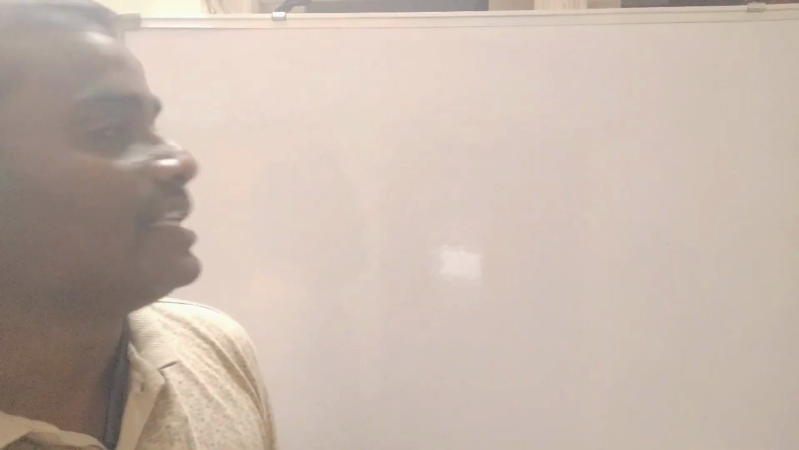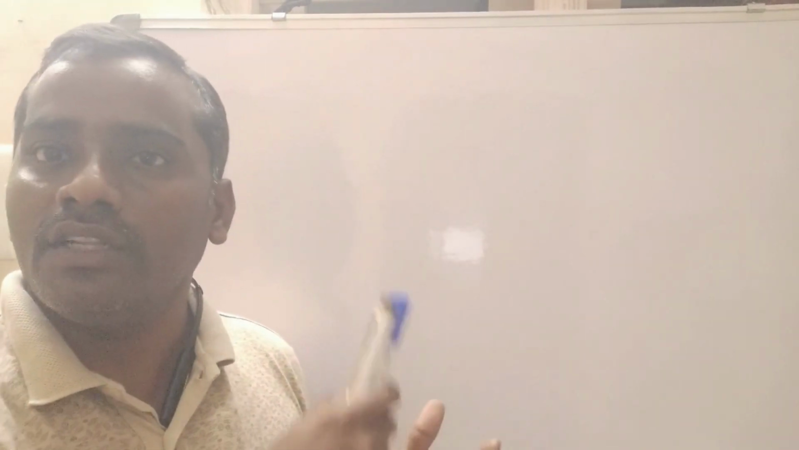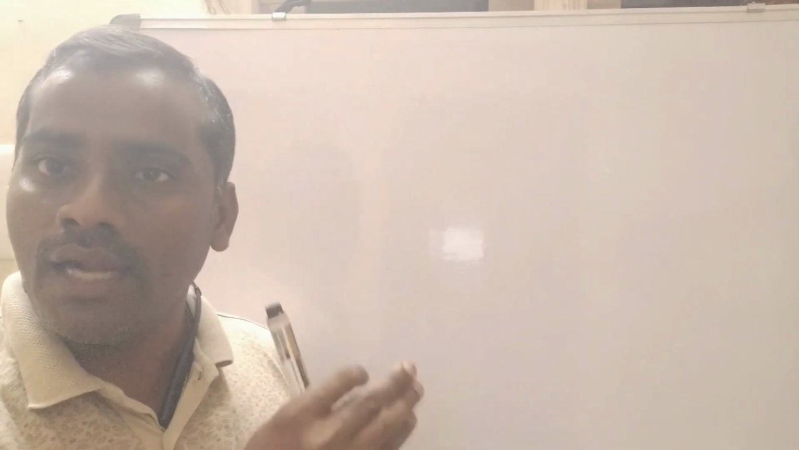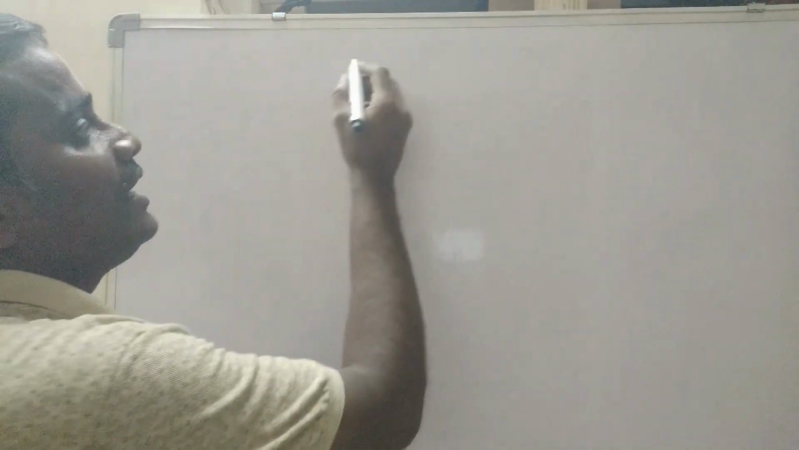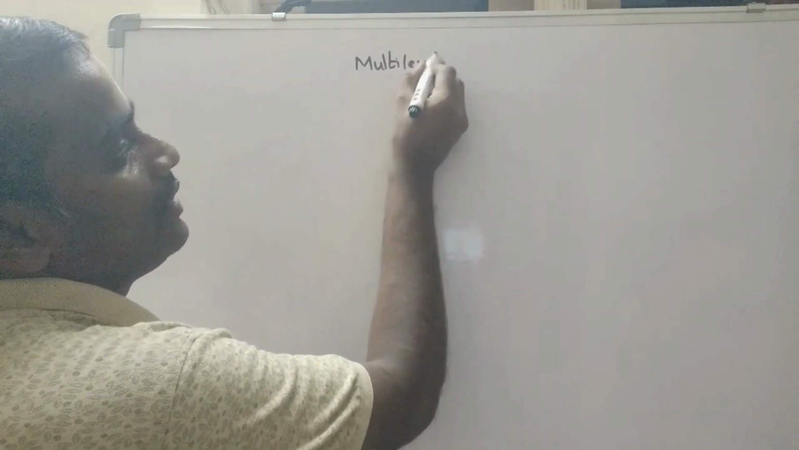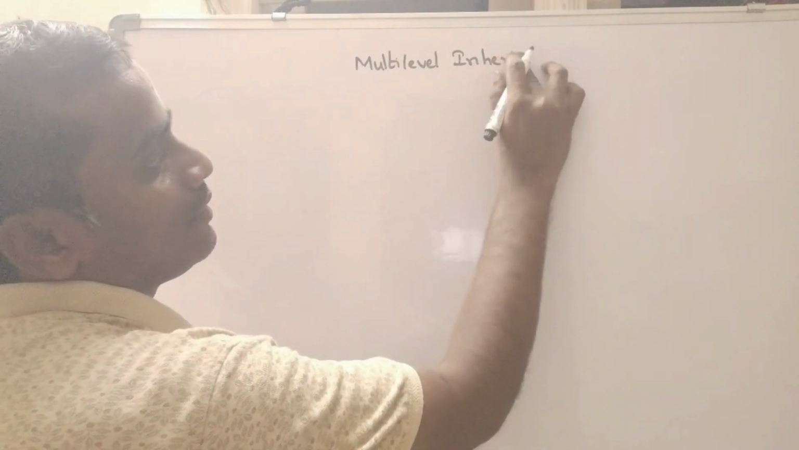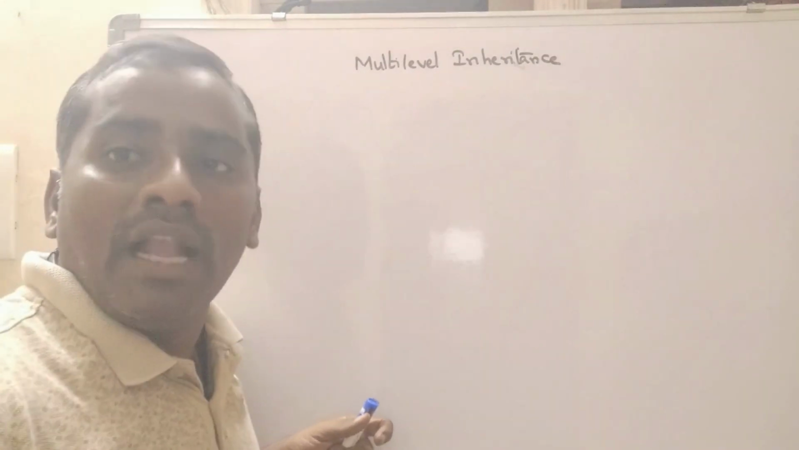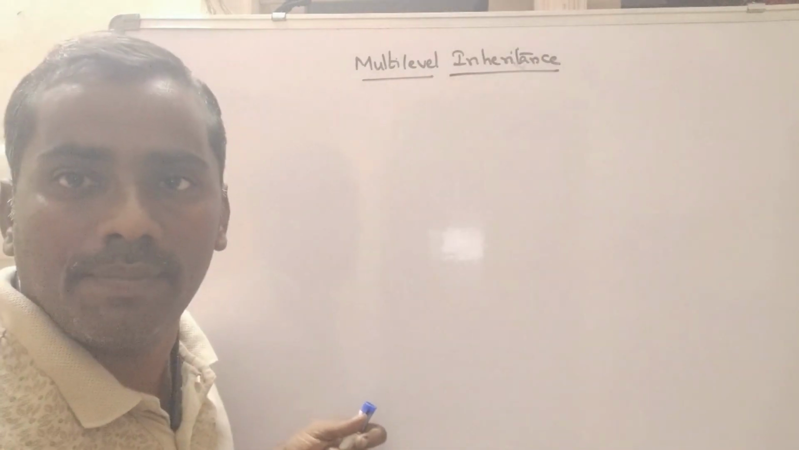In the last video, we discussed what is meant by inheritance, what the different types of inheritance are, and how they are implemented. In the last session, we discussed single inheritance and multiple inheritance. In this session, we are discussing multi-level inheritance and multipath or hybrid inheritance. We will discuss these two topics, right?